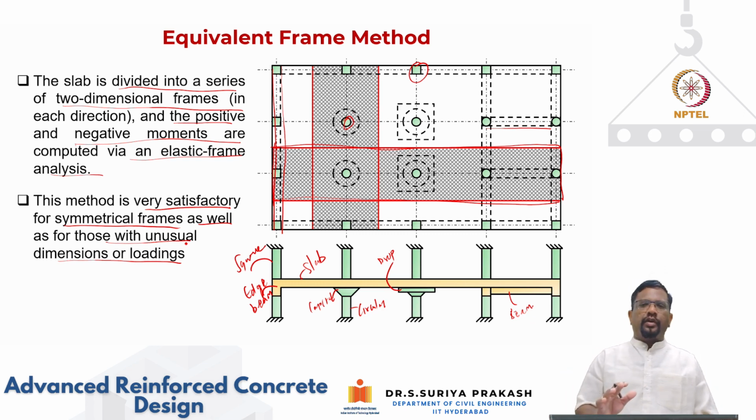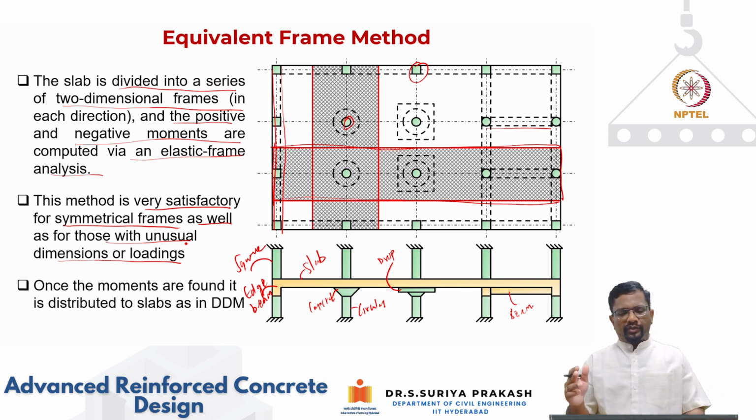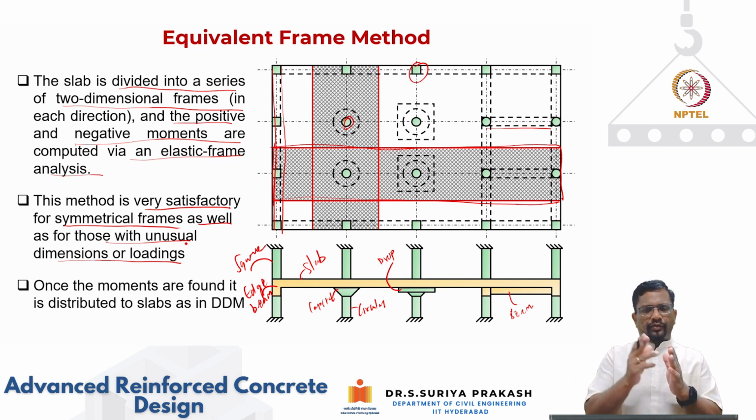But for somewhat regular structures with not too much column offset, but if it has different boundary conditions like the one that we are seeing in this slide, then definitely we can use the equivalent frame method. Okay. So once you calculate your moments, that is basically what we are doing. If you remember, in the direct design method, there are three steps.